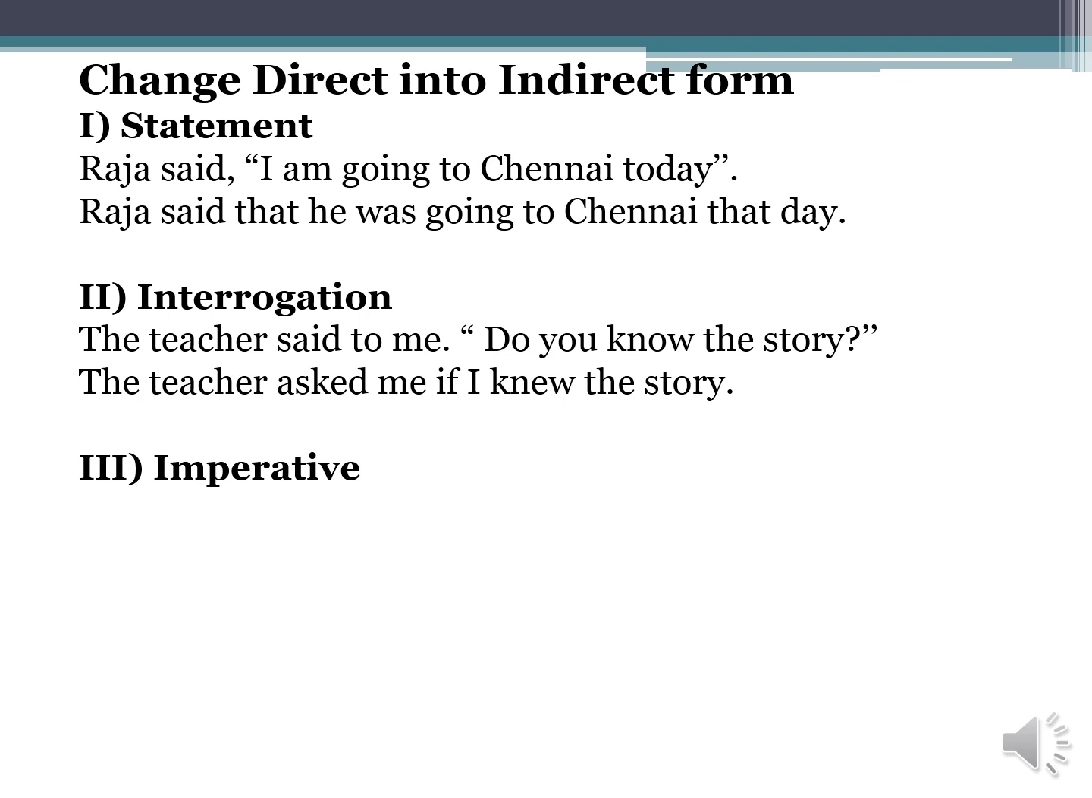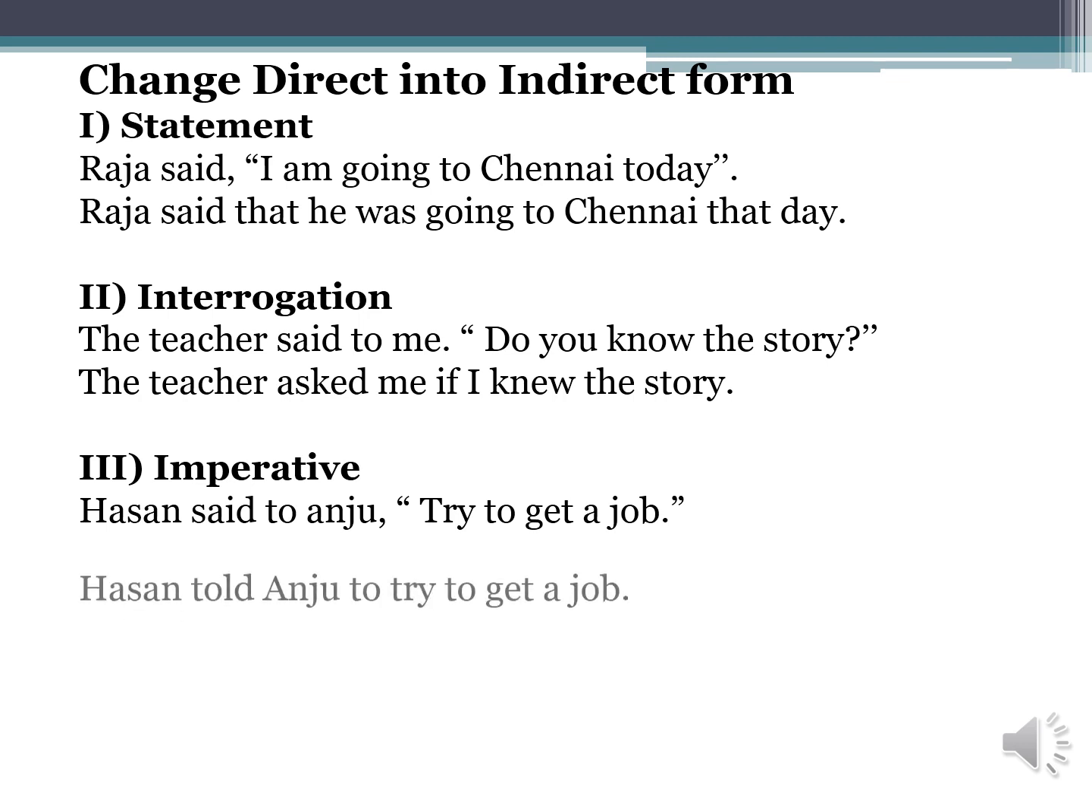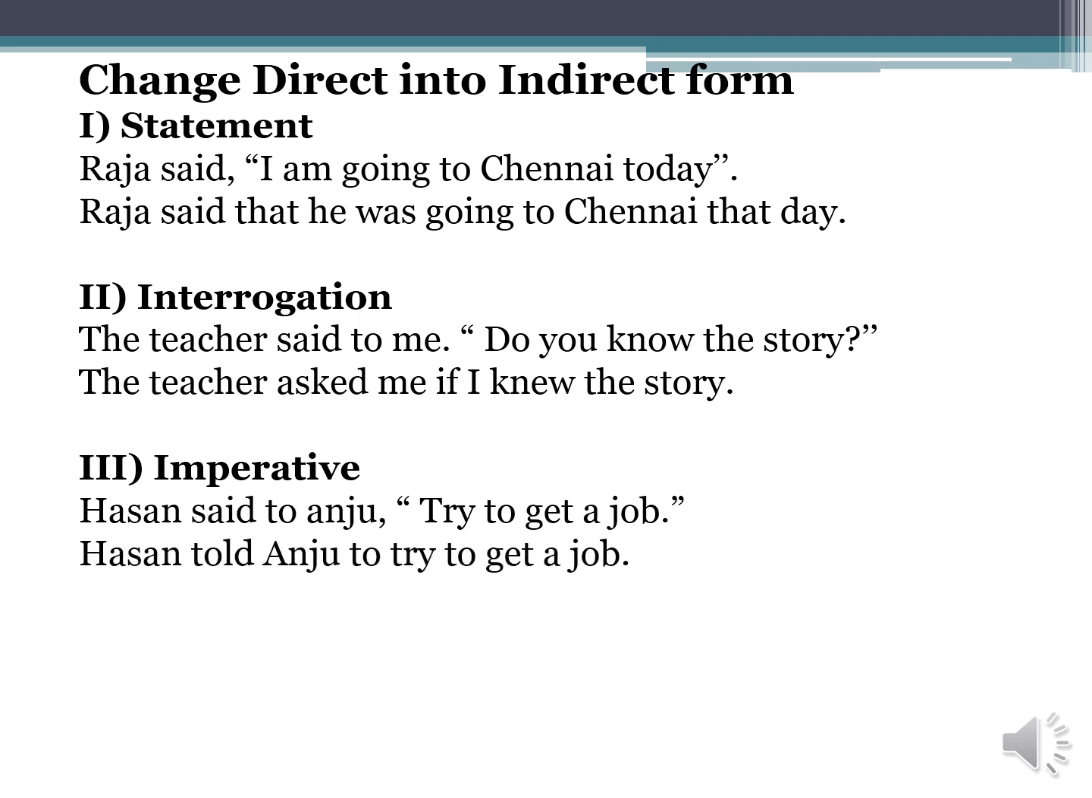Third type of sentence is imperative. Hasan said to Anju, try to get a job. Look at the answer. Said to becomes told. Here the connecting word is to. So the answer is: Hasan told Anju to try to get a job.